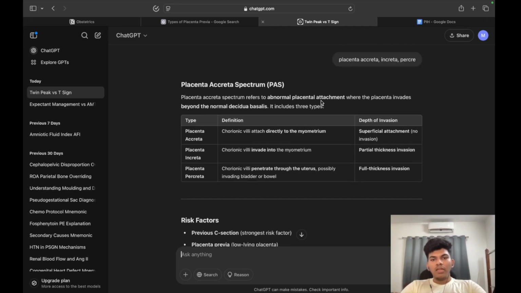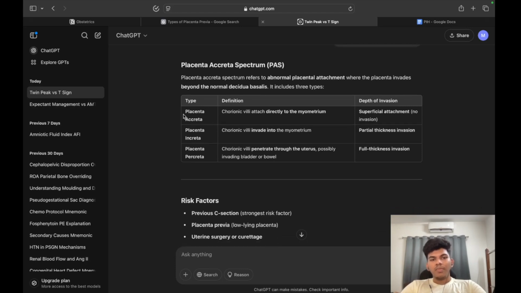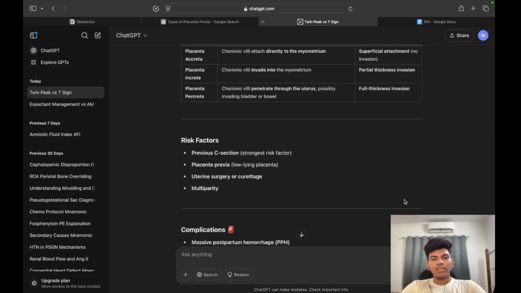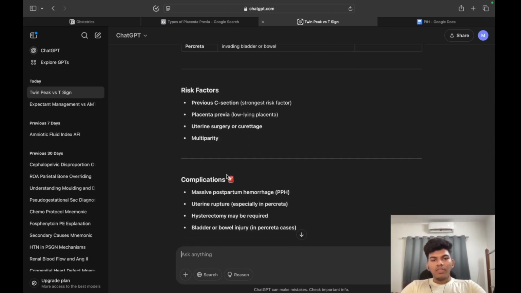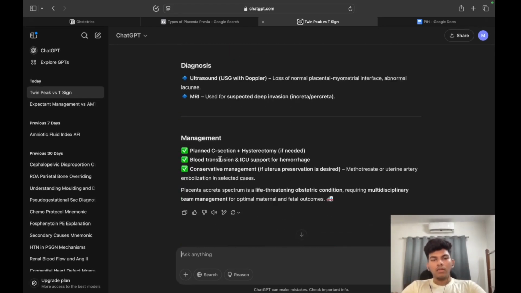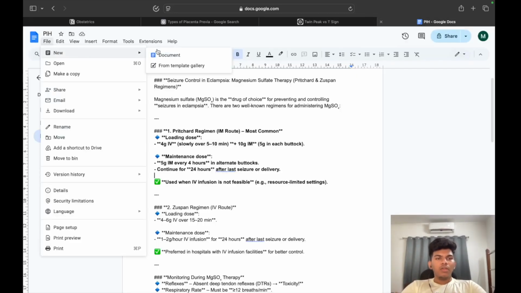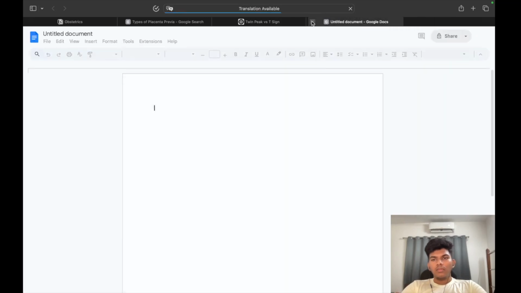Abnormal placental attachment where it invades beyond the normal decidua basalis. It can be accreta, increta, or percreta: directly into the myometrium, invading into the myometrium through the uterus, possibly invading the bladder or bowel. So it is superficial attachment, partial thickness, full thickness. Risk factor: previous C-section. We have seen these already, but just for revision purposes, it is better to always learn something extra.